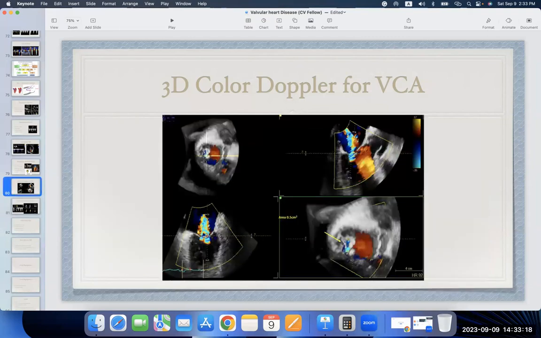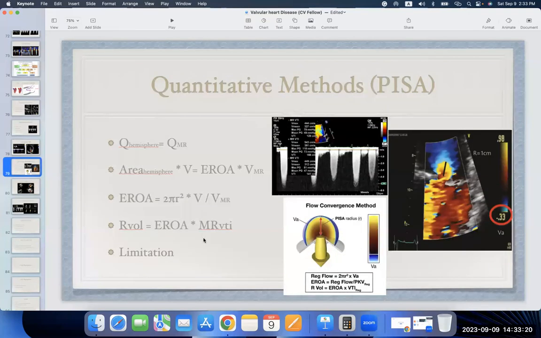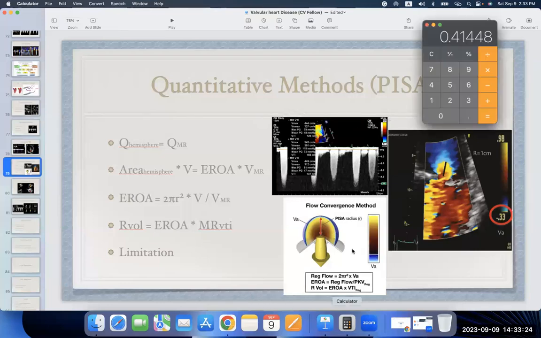I forgot to mention one thing. Here in the PISA, once you calculate the PISA, here we calculated it as 0.41. Then if you want to calculate the regurgitant volume, you just multiply it by the MR VTI. So let's say here the MR VTI is 168. You're gonna multiply it by 168, and you're gonna get the regurgitant volume. So the regurgitant volume here is 69.